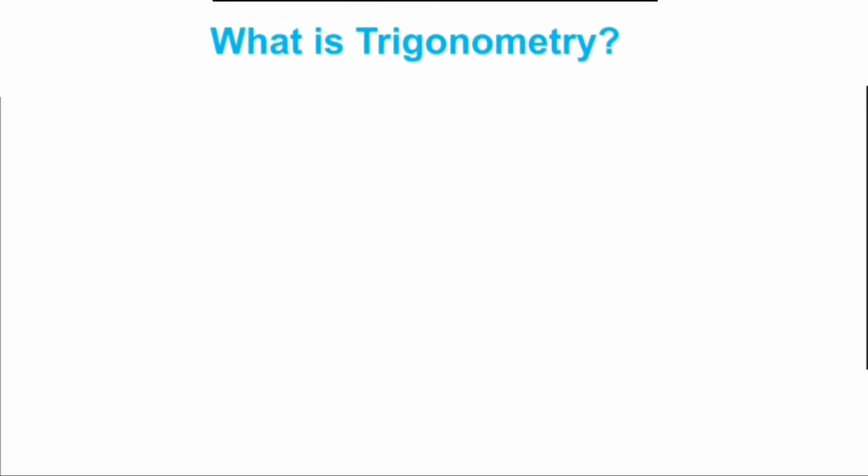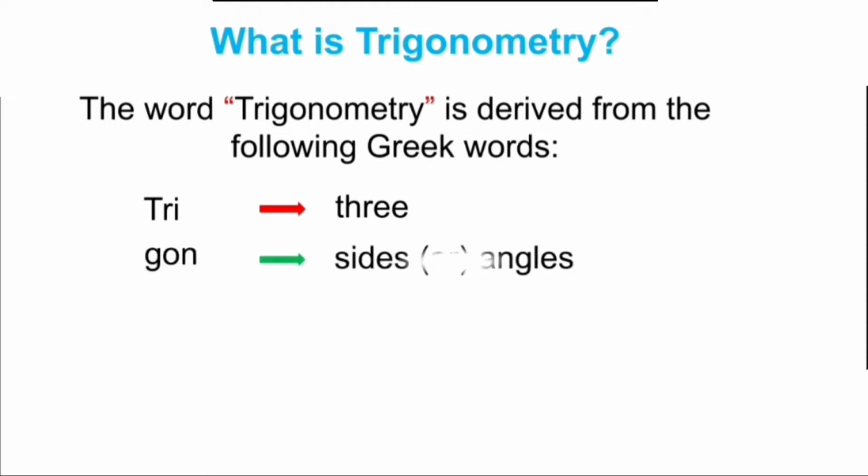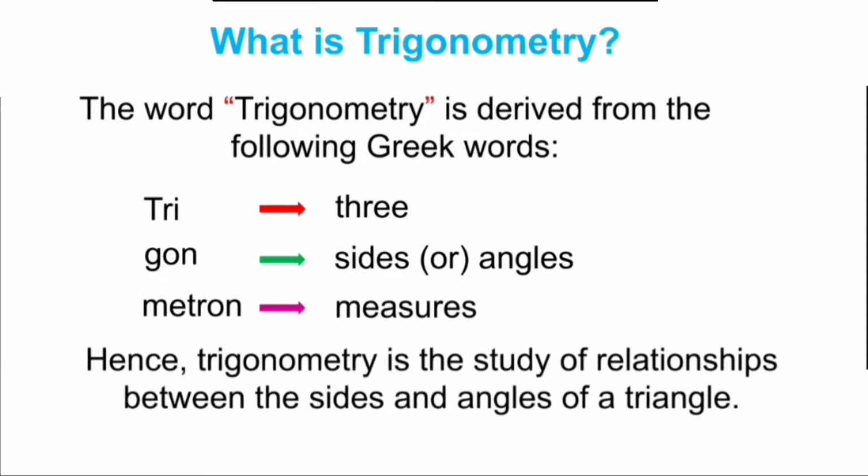What is trigonometry? The word trigonometry is derived from the following Greek words. The first one, tri, which means 3. Next, gon, which means sides or angles. Next, metron, which means measure. Hence, trigonometry is the study of relationships between the sides and angles of a triangle.